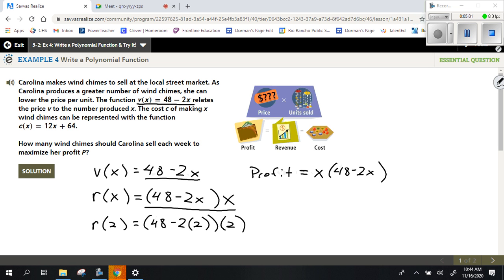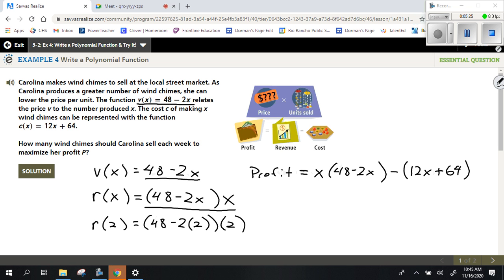Now, the wind chimes' cost can be modeled by 12x plus 64, right? So if she makes one chime, it is going to cost her $76 to make.